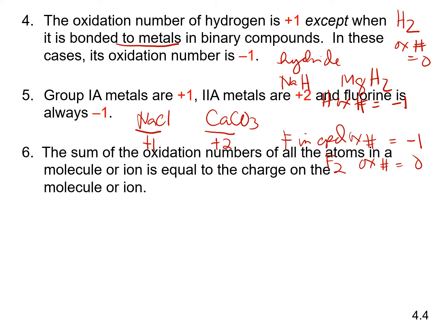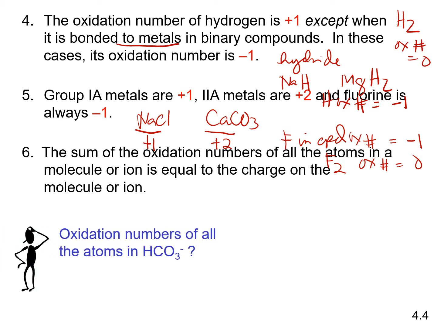And then the next rule: the sum of the oxidation numbers of all the atoms in a molecule or ion is equal to the charge on the molecule or ion. So there are polyatomic ions. Remember, for a compound or molecule in general, the charge is 0. So it could be 0 for a molecule, or negative or positive for an ion. The sum is equal to the charge.